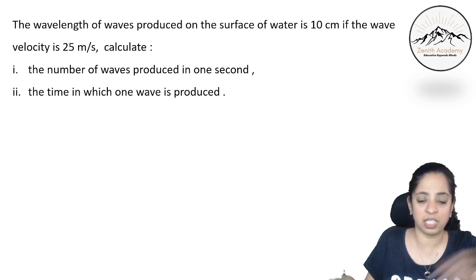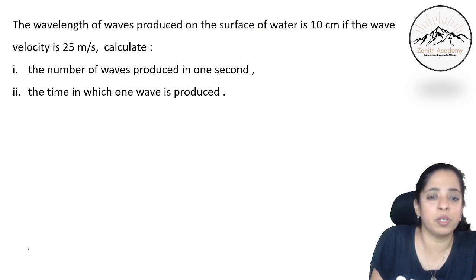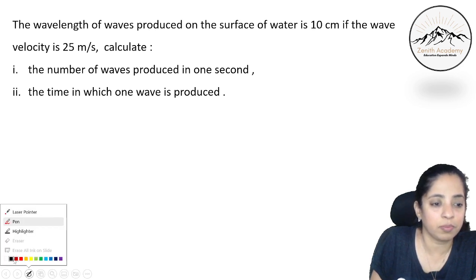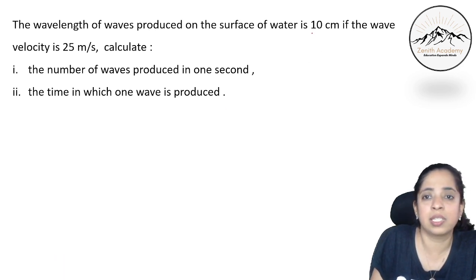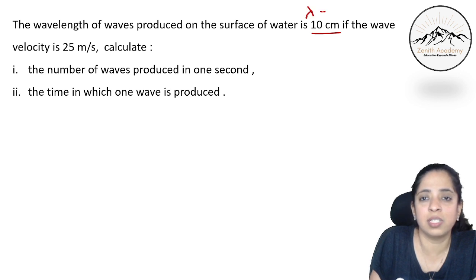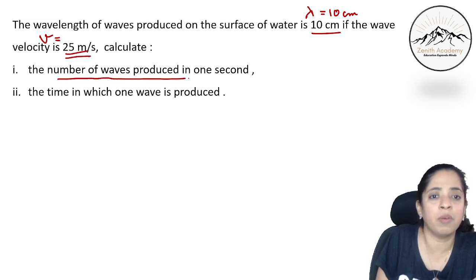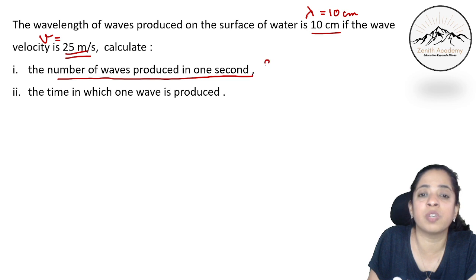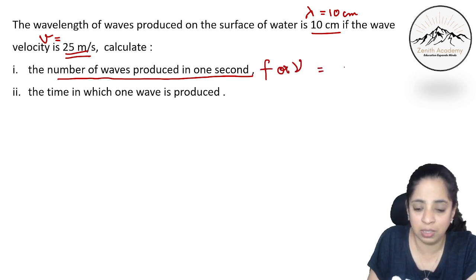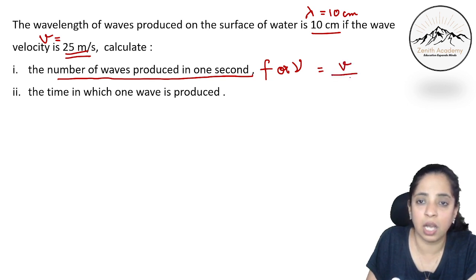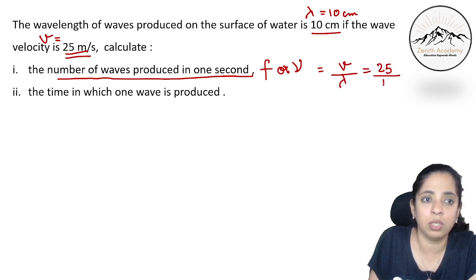Now we are on the last question for today. The very easy one. Wavelength of the wave produced on the surface of water, again it is surface of water, is 10 centimeter. Wavelength is 10 centimeter. Velocity is 25 meter per second. Calculate the number of waves produced in 1 second. Number of waves produced in 1 second is nothing but frequency. However you write it, right? So how do we find frequency? Velocity upon wavelength. So it will be 25 upon 10.